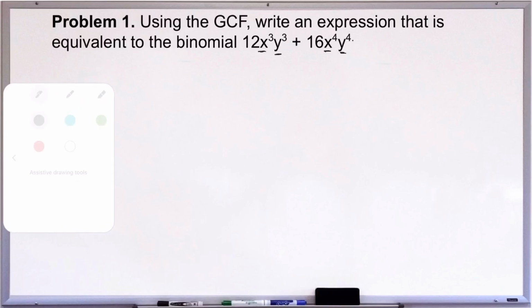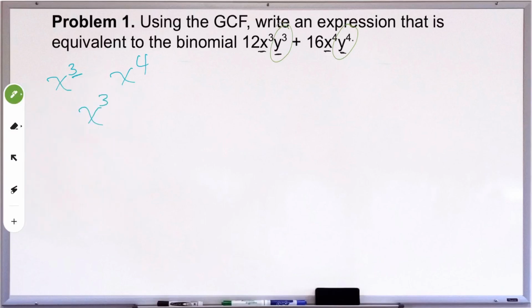Starting with my x variables, I see I have x cubed and I have x to the power of 4. The GCF between these two is x cubed because it is the highest exponent that can divide the two. Then for our y values, I see that we have y cubed and y to the power of 4. Of course, our GCF is y cubed because it is the highest exponent we can divide the two.